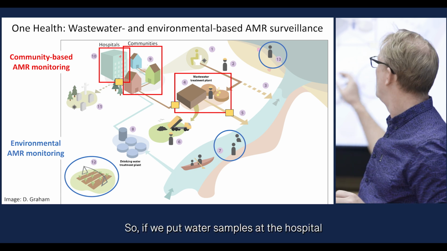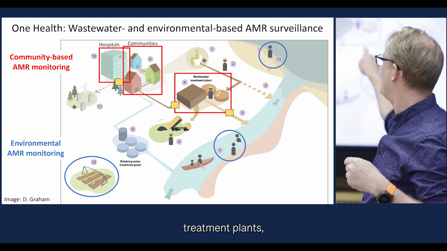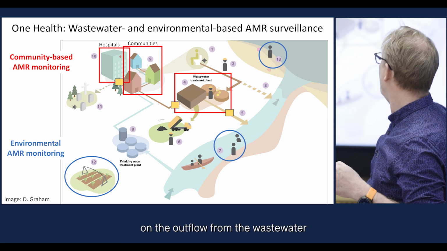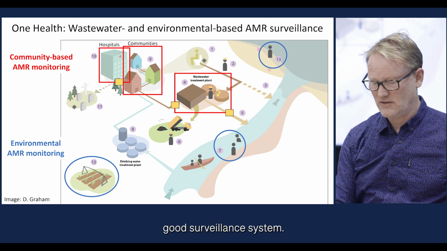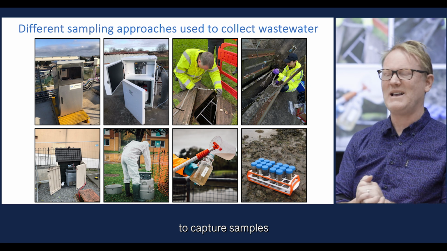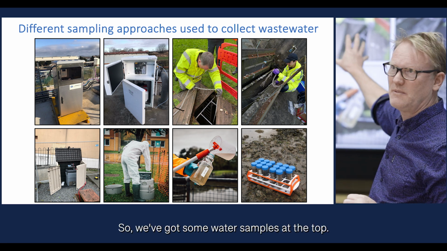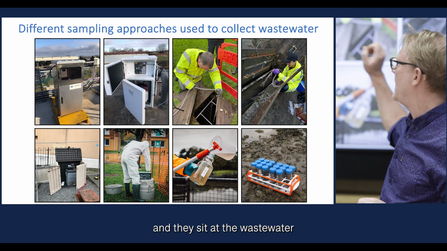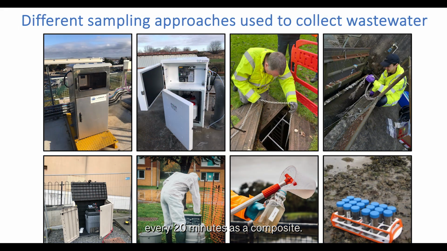So if we put autosamplers at the hospital, going into the wastewater treatment plant to tell us about the community, and then on the outflow from the wastewater treatment plant to tell us what's going into the environment, it provides a really good surveillance system. There's lots of ways to capture samples, and these are some of the different approaches. So we've got some autosamplers at the top. They're refrigerated. They sit at the wastewater treatment plant and they collect samples every 20 minutes as a composite, and then somebody comes along in the morning, takes it away to the lab and analyses it.